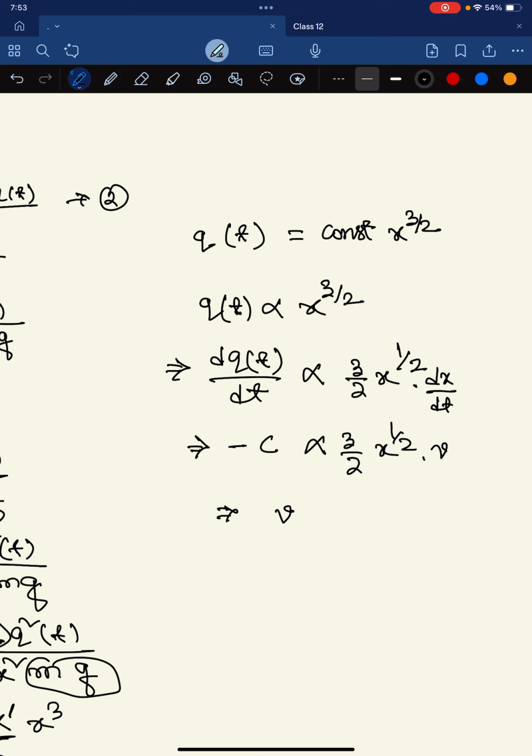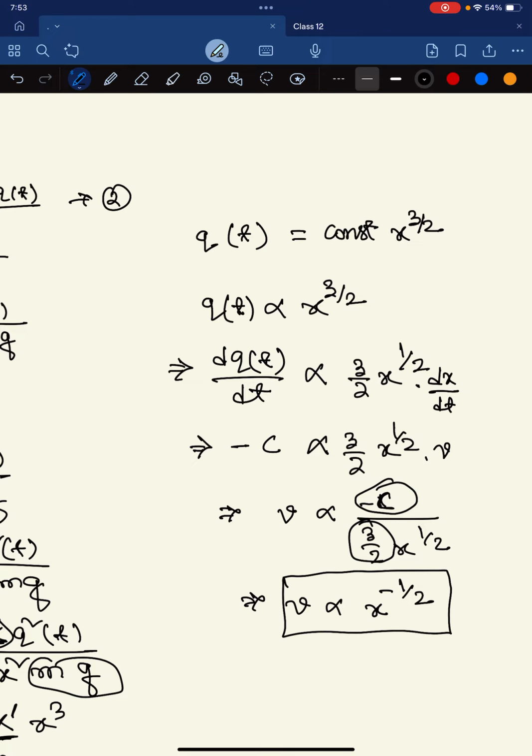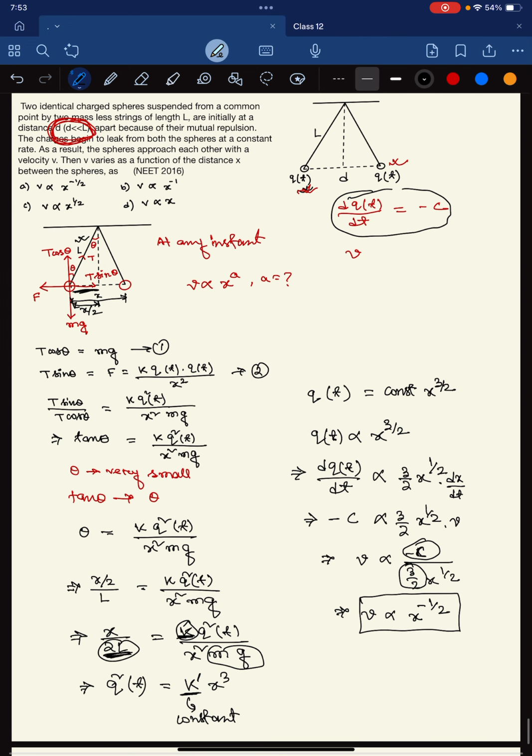So v is proportional to minus c by 3 by 2 x to the power half, and these things are again constant. So it will be nothing but x to the power minus half. So v is related to x as x to the power minus half. So this is the correct option. The correct option is option A. Option A is the correct option. Okay, thank you.